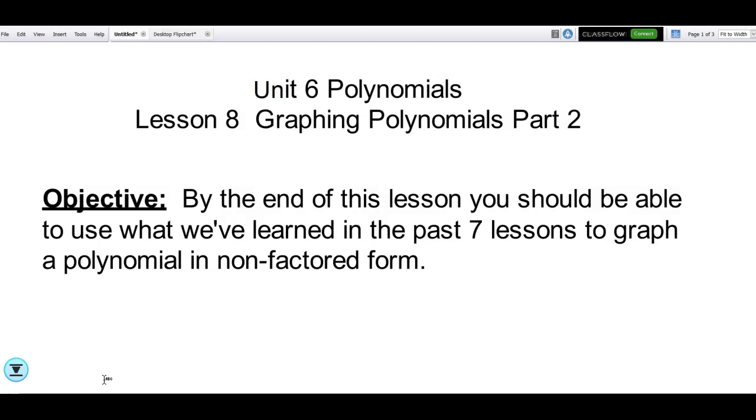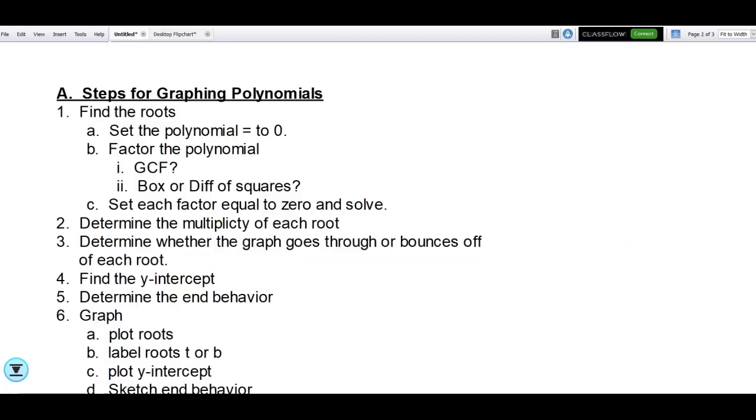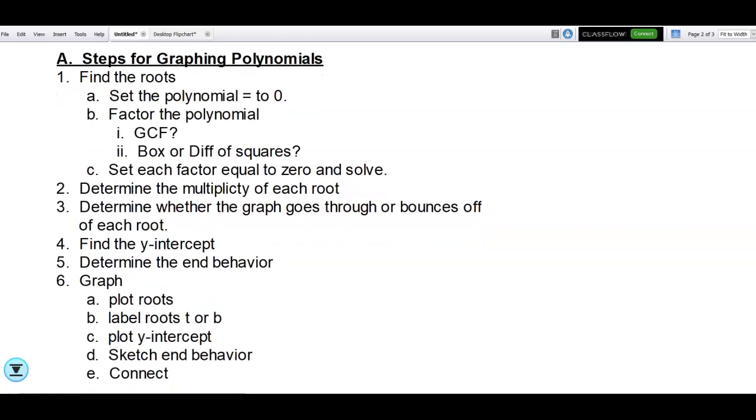The only difference is now I'm going to make you do some factoring in the process instead of having me just do it for you. Okay? We're going to be graphing polynomials using everything that we've learned in the past 7 lessons. So here are the steps. I would encourage you guys to write those down, if you want to. It might be useful in the test.